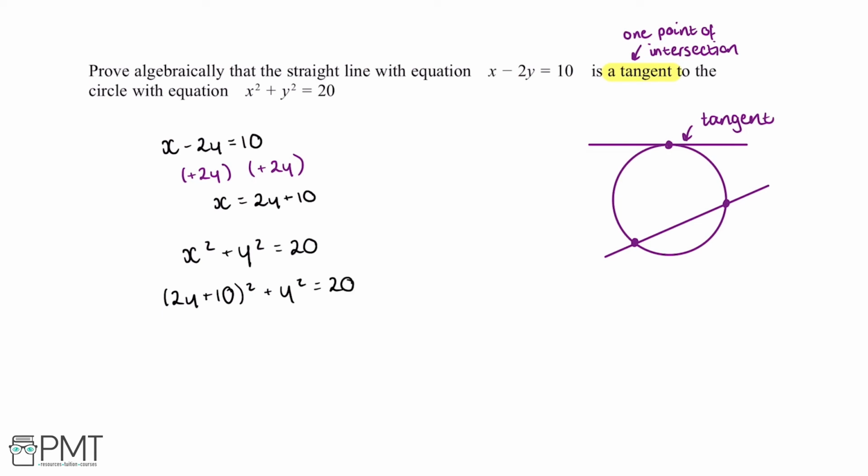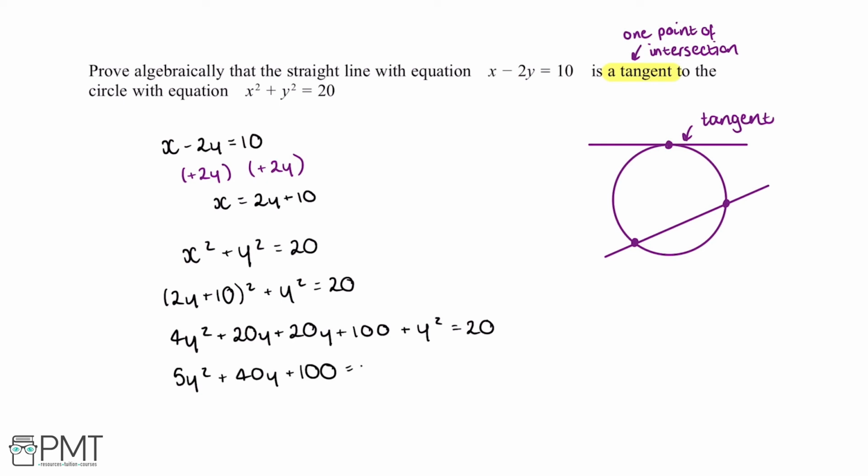And now what we need to do is expand out this equation and then make it equal to 0. So if we expand out the 2y plus 10 squared in this equation, this gives us 4y squared plus 20y plus 20y plus 100 plus y squared is equal to 20. And if we collect all of the like terms, this gives us 5y squared plus 40y plus 100 equals 20.